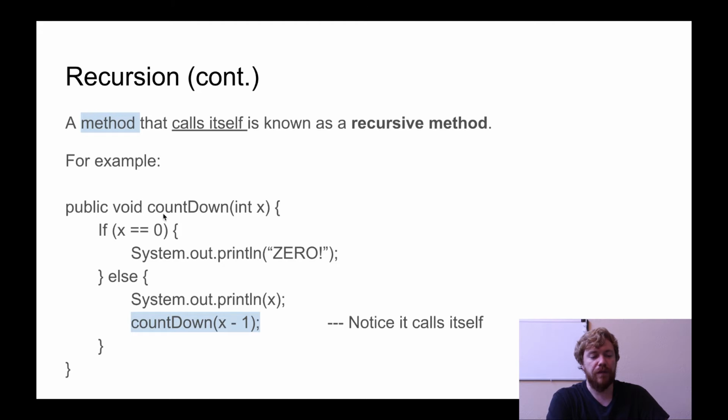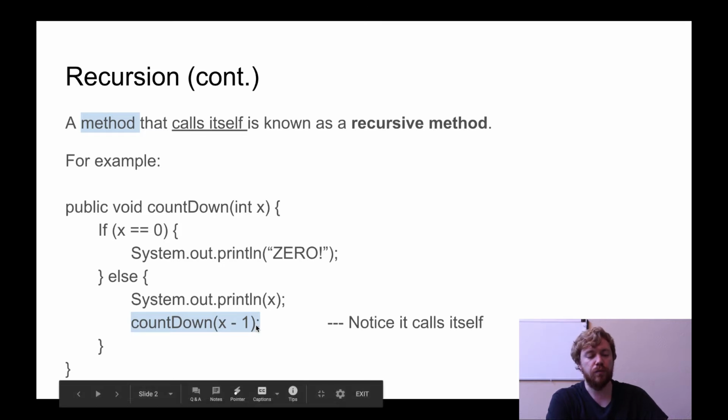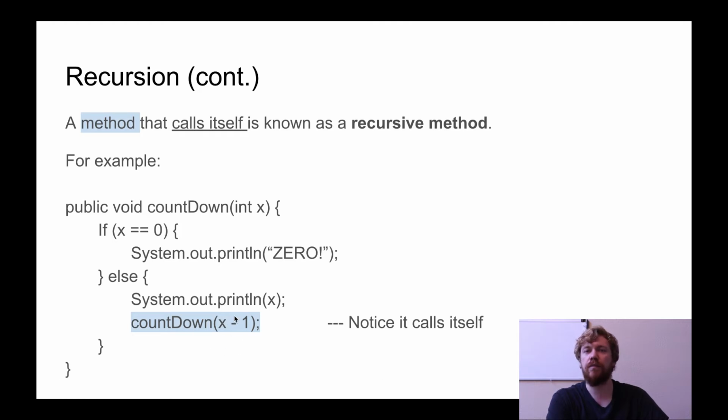The method name is countdown, return type is void, and it takes an input parameter of type int called x. And if we look inside of the method, there's an if-else statement. If x is 0, then print 0. Else, print whatever the value of x is, and then here's what's strange, right? You call yourself. So the method call made here is countdown, but we supplied a new input, in this case x minus 1.